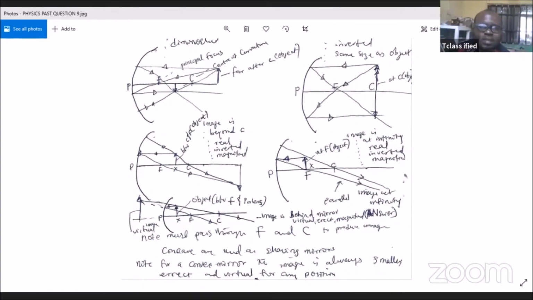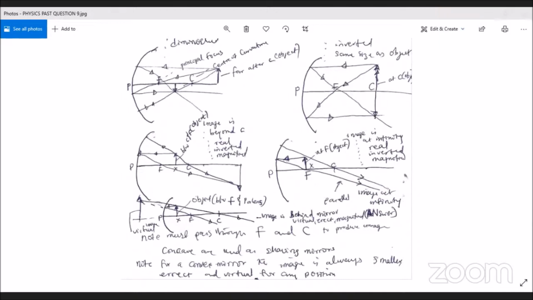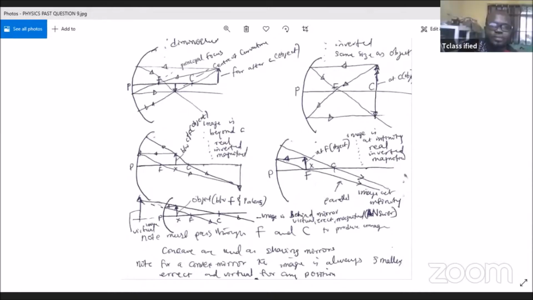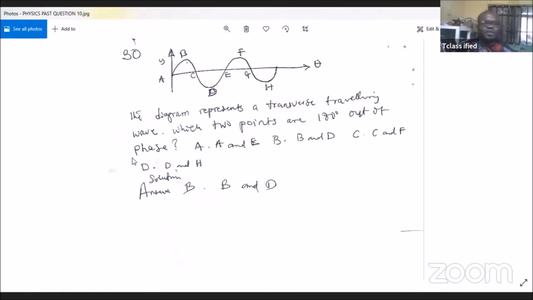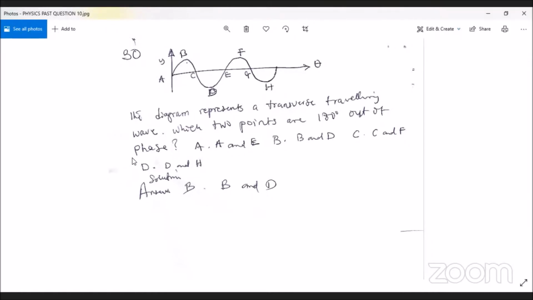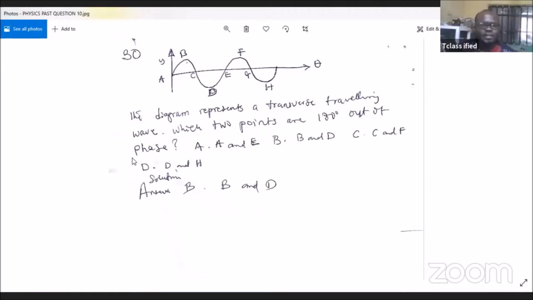We just finished 29, so let's look at 30. Please, once you can see 30, let me know. I can see it now. Okay. The diagram above represents a transverse traveling wave. Which 2 points are 180 degrees out of phase?